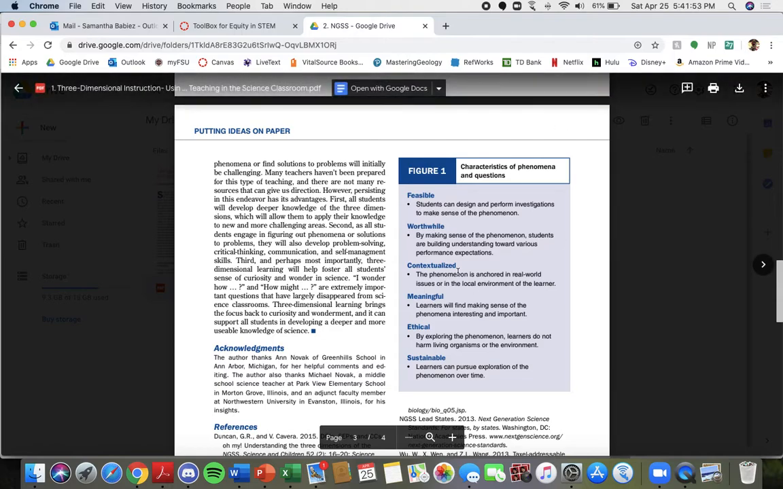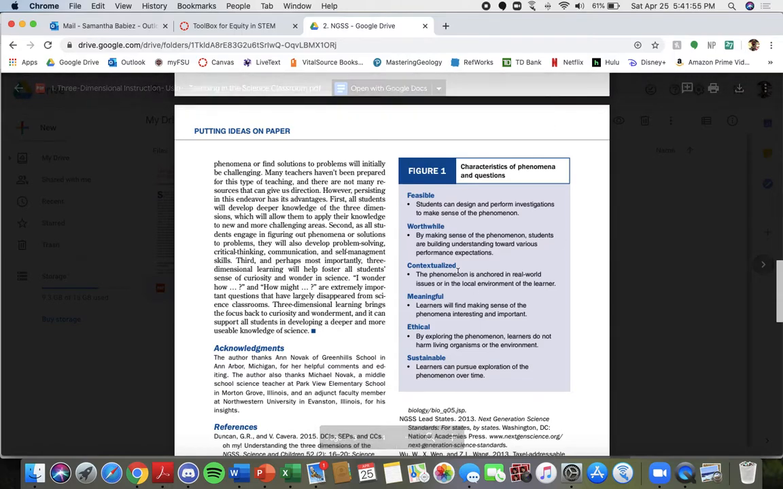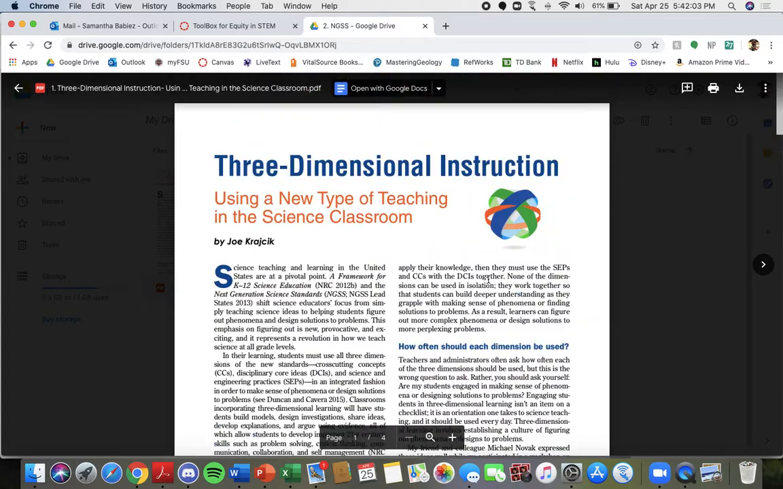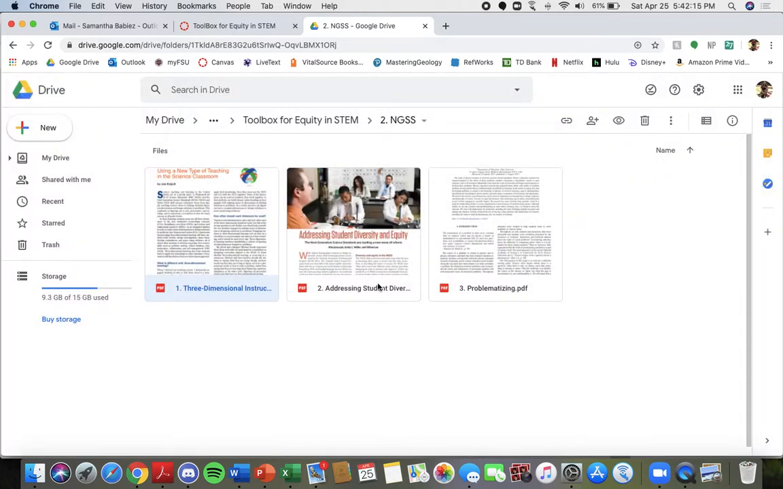that I really liked this figure. I was trying to remember why I liked this article so much. I think this figure is pretty great. Talking about anchoring phenomena. But this is just a good one to have on hand, especially in the state of Florida, when we haven't adopted the NGSS standards yet, but we're still trying to put them into practice. I think it's a good thing to reference.